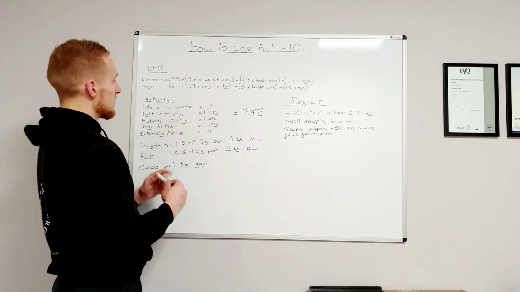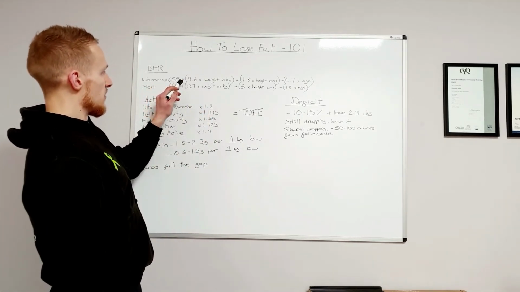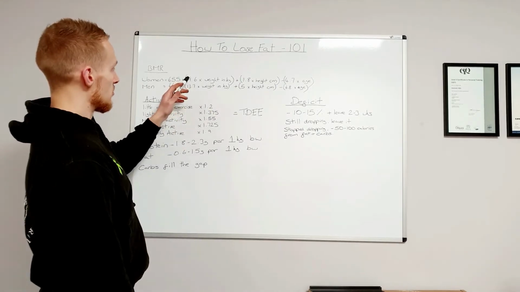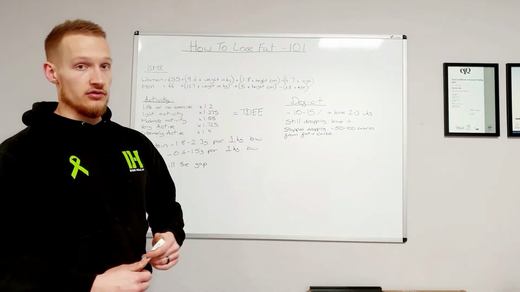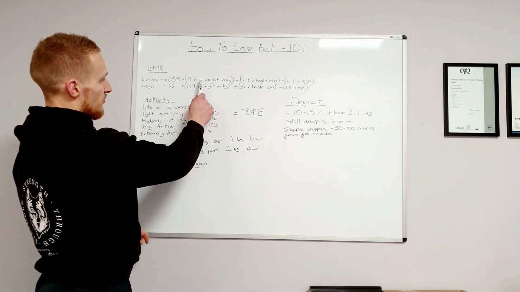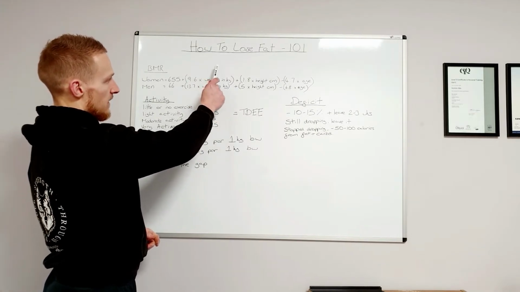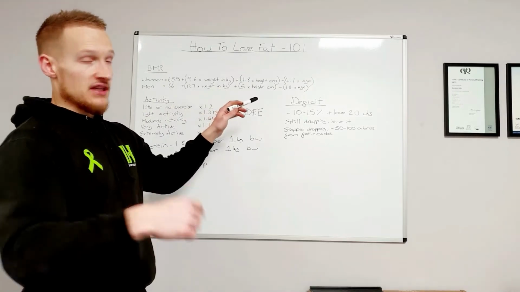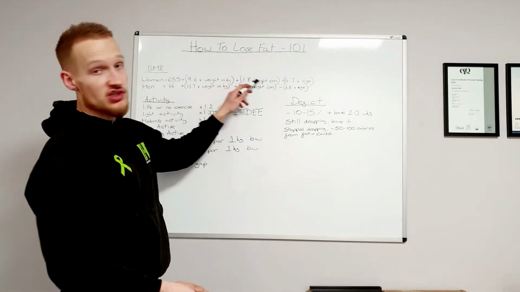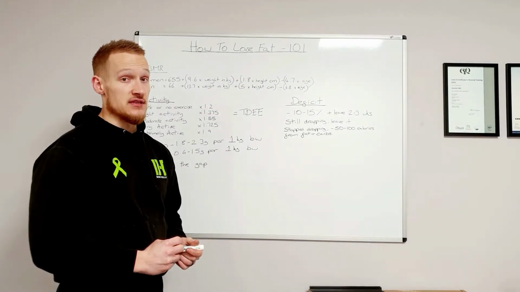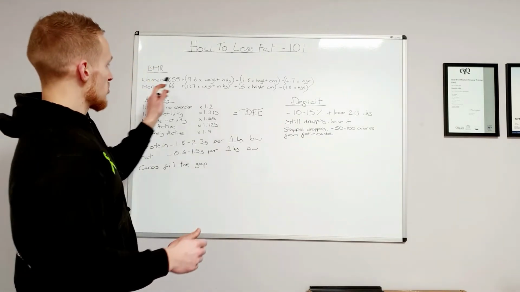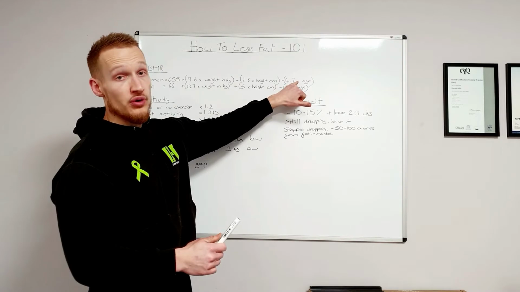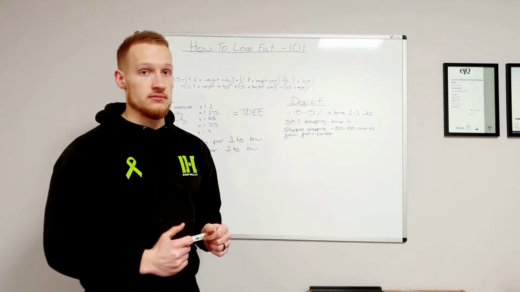Women, okay, 655, take that number, then you add on 9.6 times your weight in kilos, okay? So 9.6 times your weight in kilos. Add 655, and then also to that number you're going to add 1.8 times your height in centimeters, okay? Once you've got all those and you've added them together, you're then going to minus 4.7 times your age, okay?